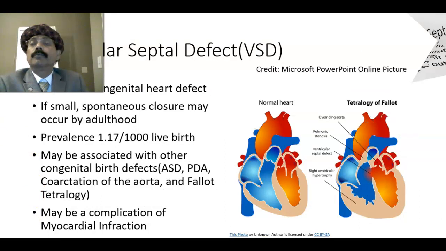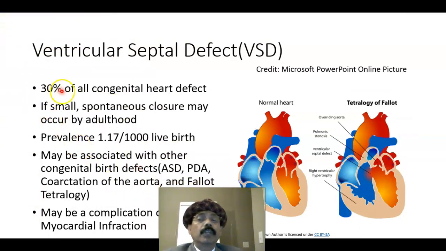Okay, so around 30% of all congenital heart defects are ventricular septal defects. It is the most common congenital heart defect. If small, spontaneous closure may occur by adulthood. The prevalence is 1.17 per 1000 live births. Prevalence means the number of existing cases. It may be associated with other congenital birth defects like atrial septal defect, patent ductus arteriosus, and coarctation of the aorta, where the aorta may be narrowed.